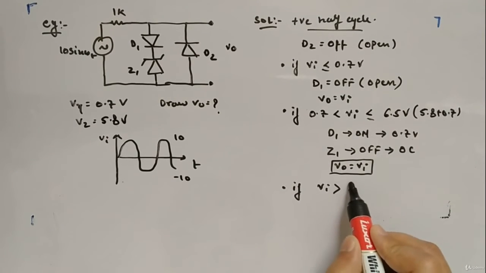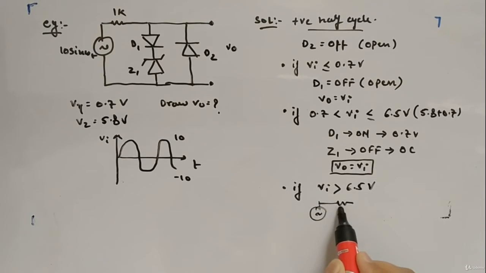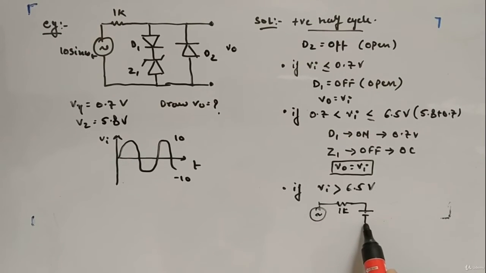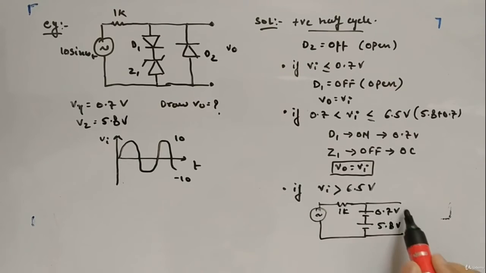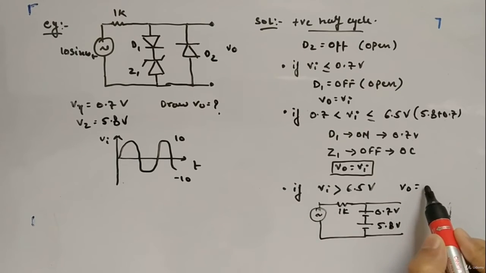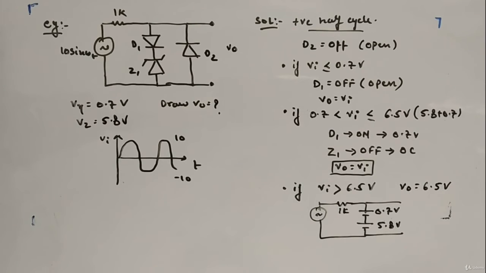And if it is greater than 6.5 volt, this is how the circuit will look like. 1K, this is positive negative, this is positive negative, 5.8 volt and 0.7 volt. Okay, and V0 here is equal to, this total will be 6.5 volt. Okay, so I hope it is clear how I have made this region.